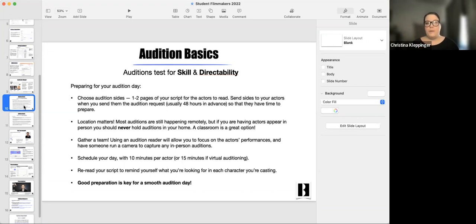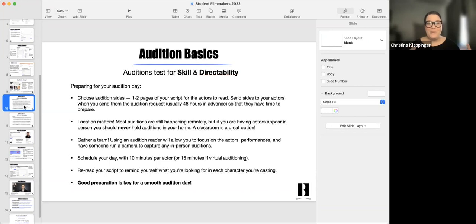You also want to gather a bit of a team. Even if you're doing virtual auditions, having someone in your virtual audition room who's reading with your actors frees you up as the director. Your job as the director in the audition room is to watch actors and direct them. So you want to have someone else there reading lines with your actors, and that's going to free you up to be able to focus. It's really hard to read lines with actors and watch them and direct them all at the same time. So having a bit of a team with you is really, really helpful. Now it's a bit of a too many cooks in the kitchen.